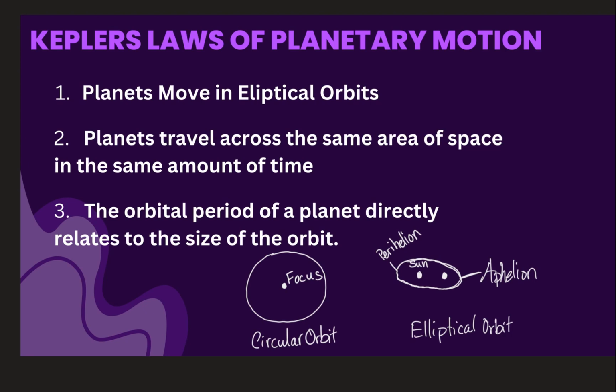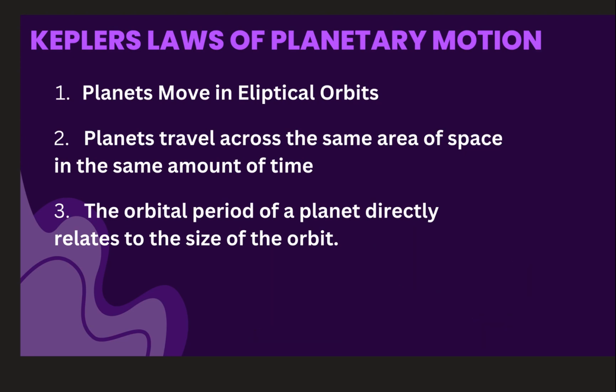The second of Kepler's laws of planetary motion is that planets travel across the same area of space in the same amount of time. This is confusing to hear, but if you draw it out, I think it makes a lot more sense. So again, we're going to set the sun right here, and we're going to draw a highly elliptical orbit.